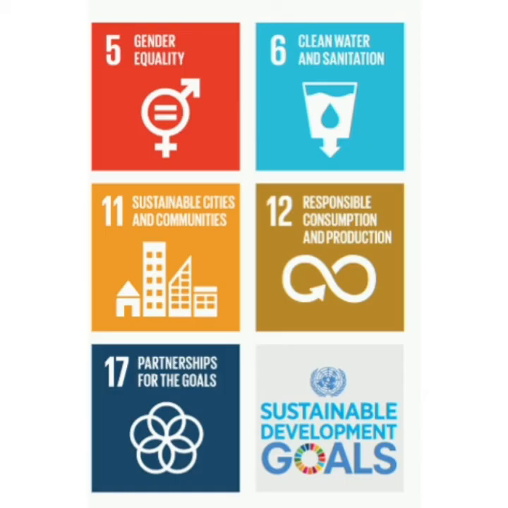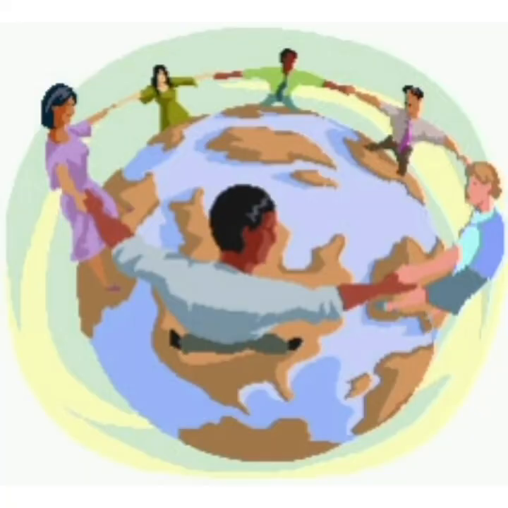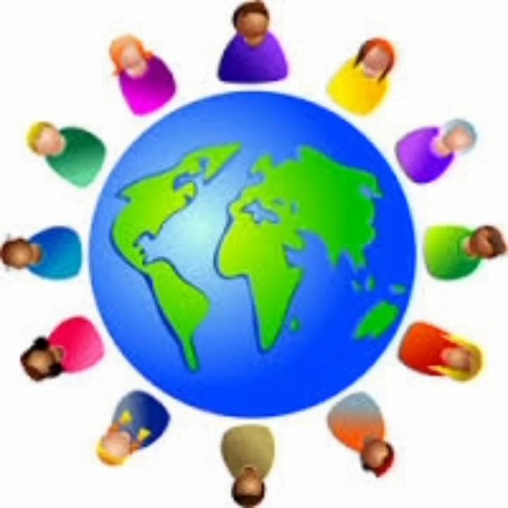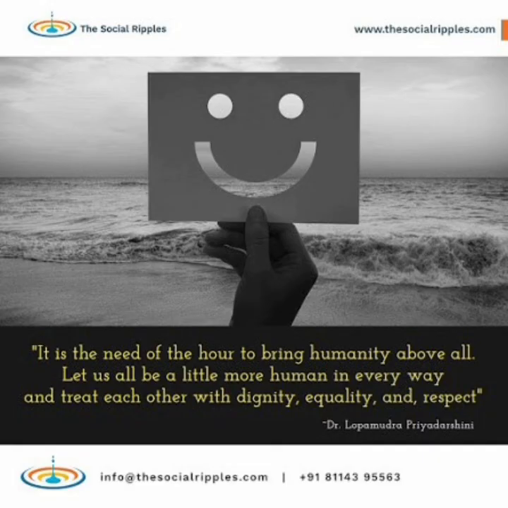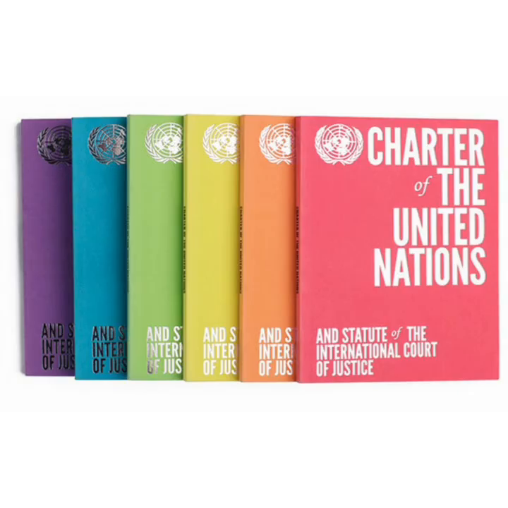UN emblem has two olive branches which symbolize peace. The headquarters of United Nations is located at New York City in United States of America. UN works for peace and security of every country and saves the future generations from war.